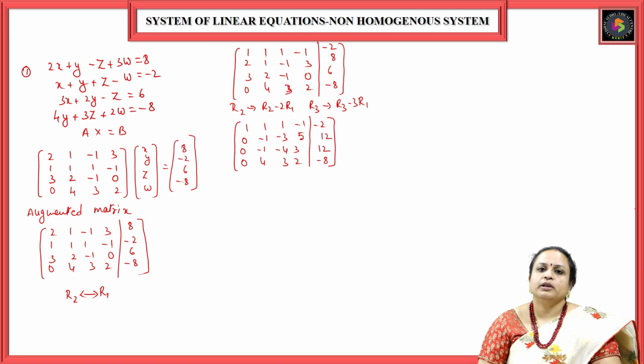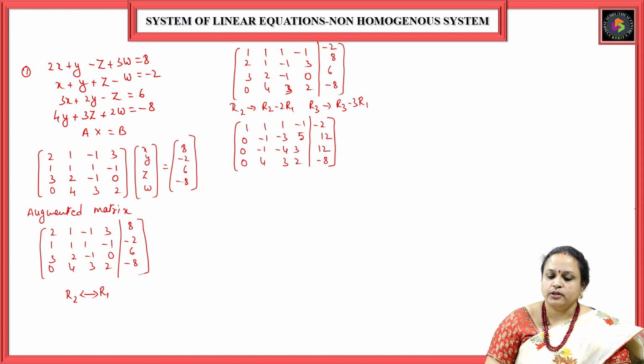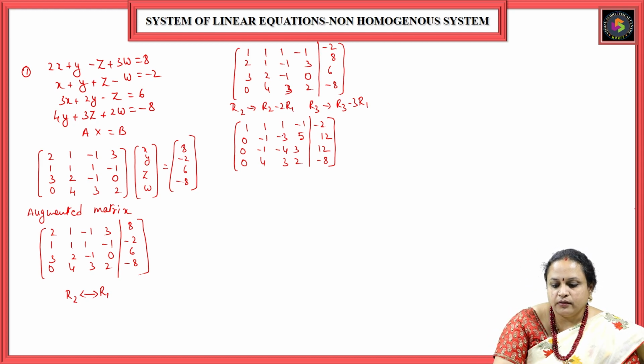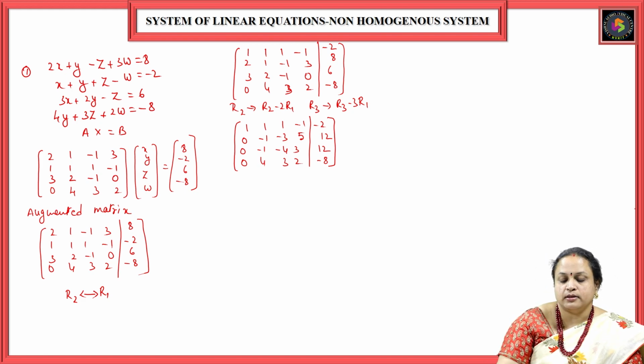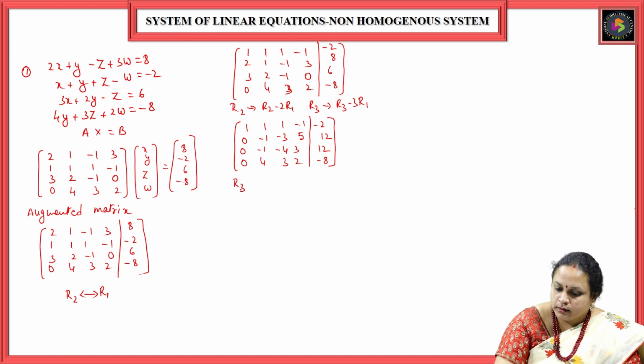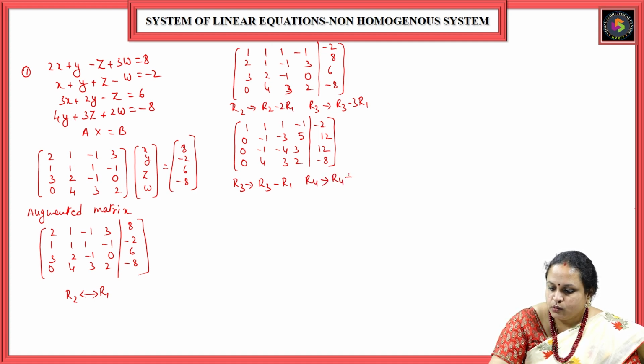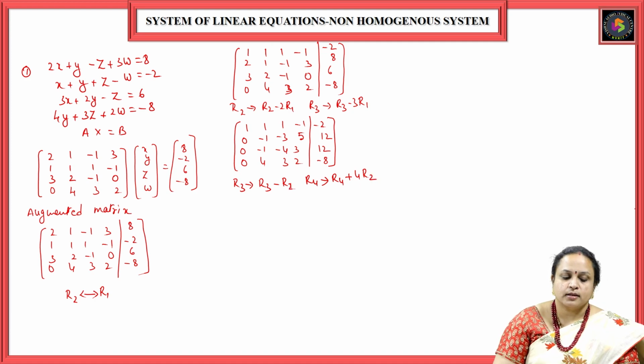This is the matrix which we get upon applying these row operations. In the first row there are no zeros. In the second row before the non-zero element we have got one zero. Now in the third row before the non-zero element we should bring 2 zeros. So let us make this minus 1 and 4 as zeros in order to bring this matrix into echelon form. So R3 implies R3 minus R2, and R4 implies R4 plus 4 R2.